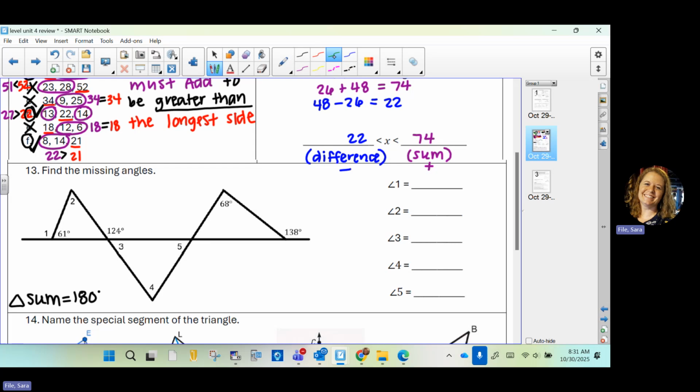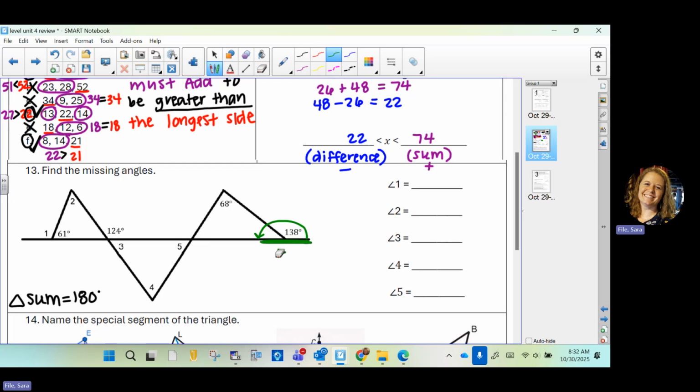So a linear pair means if two angles form a line, it's 180, right? So here I've got a line. And I know one of the angles is 138. So could I use that to help me find this interior angle here? Yes. Okay, so what would I do?